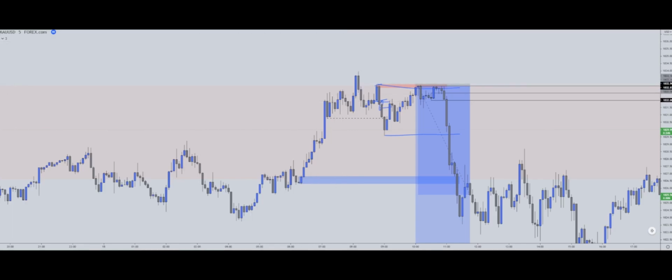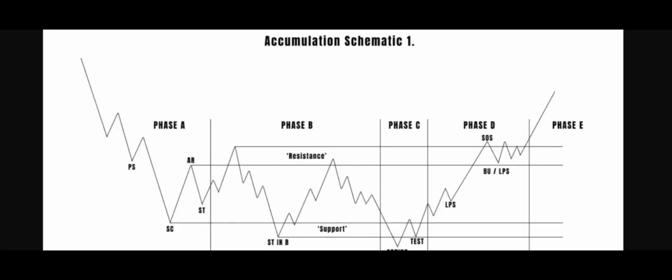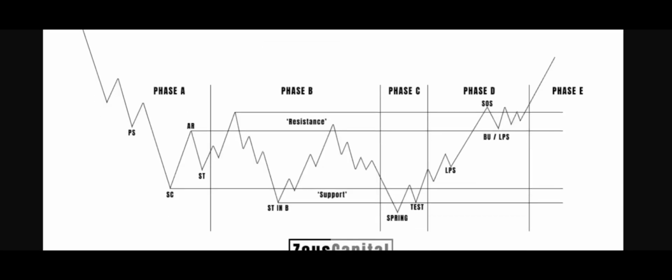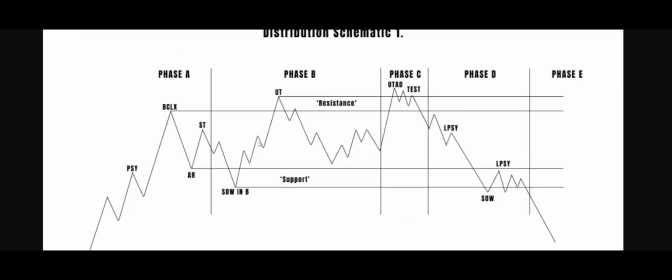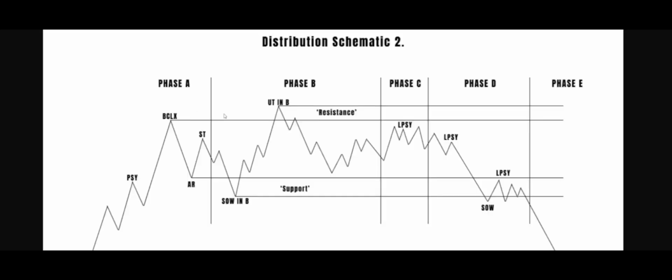I'll show you now. If we look at schematic number 1 in accumulation, I look for the 3 lows, so the SC, ST, and spring. I don't focus on these highs, because anything can happen on the highs and the lows in the distribution case, because sometimes you may see the automatic reaction be lower than the sign of weakness. So I only focus on the 3 points, and sometimes if you only get 2 points, then that might be a distribution schematic number 2.